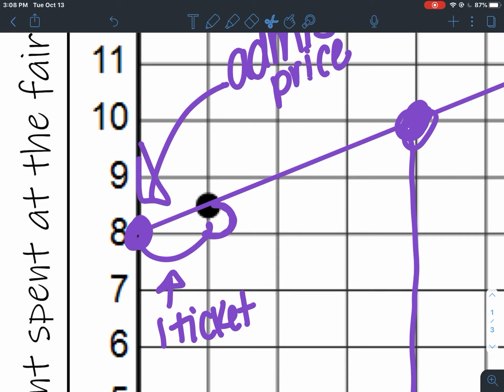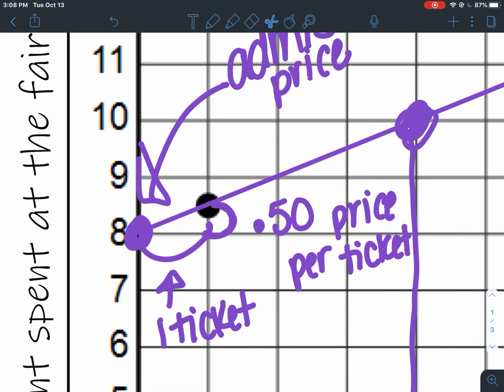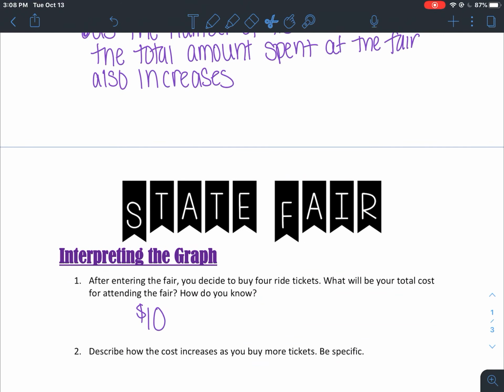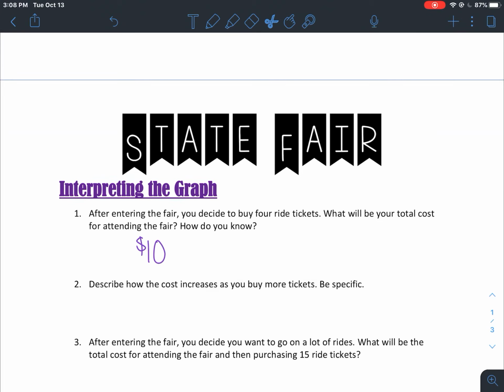And that's going to cost me, so how much do I go up? That's going to cost me 50 cents per ticket. So 50 cents is the price per ticket. I bought 4 tickets, so 4 tickets at 50 cents is $2 plus the $8 to get into the park. So 8 plus 2, that would be $10. So the total cost for attending the fair is $10.